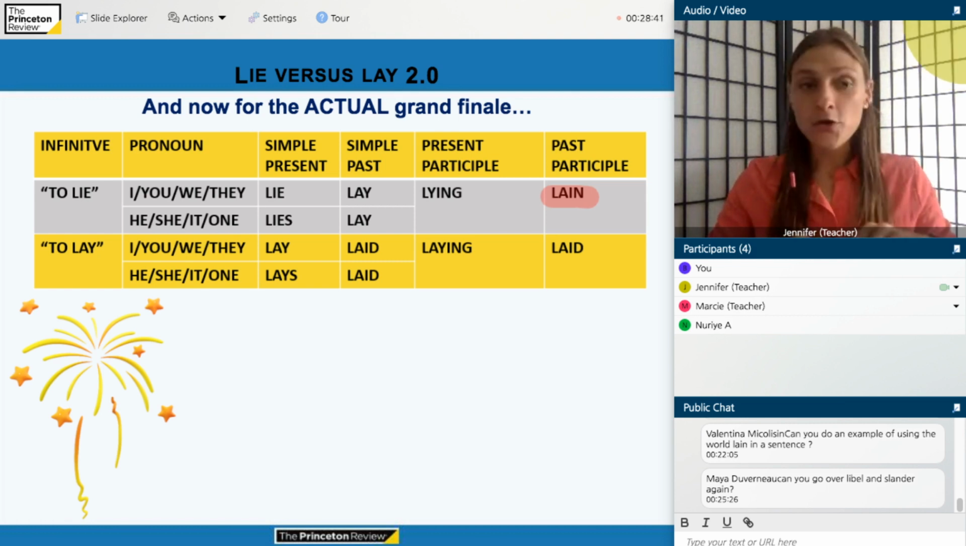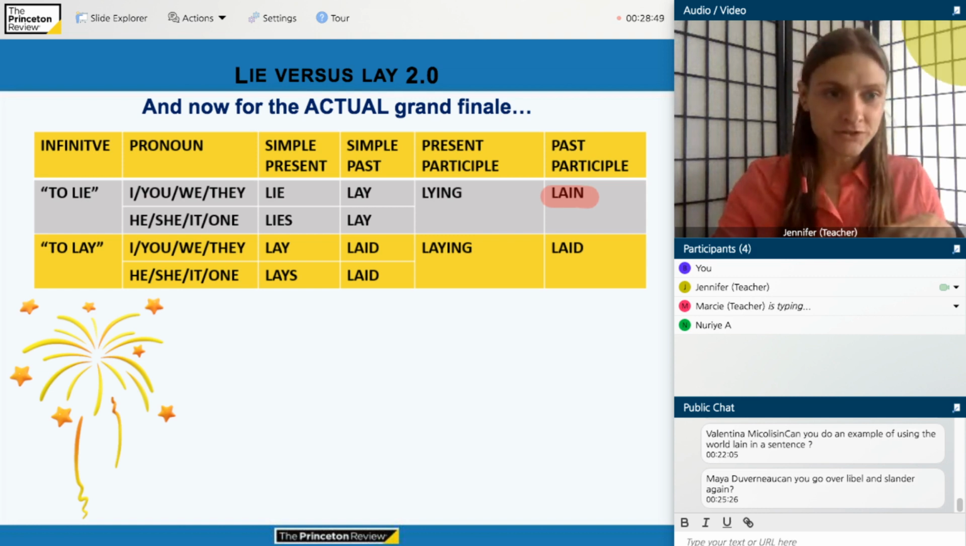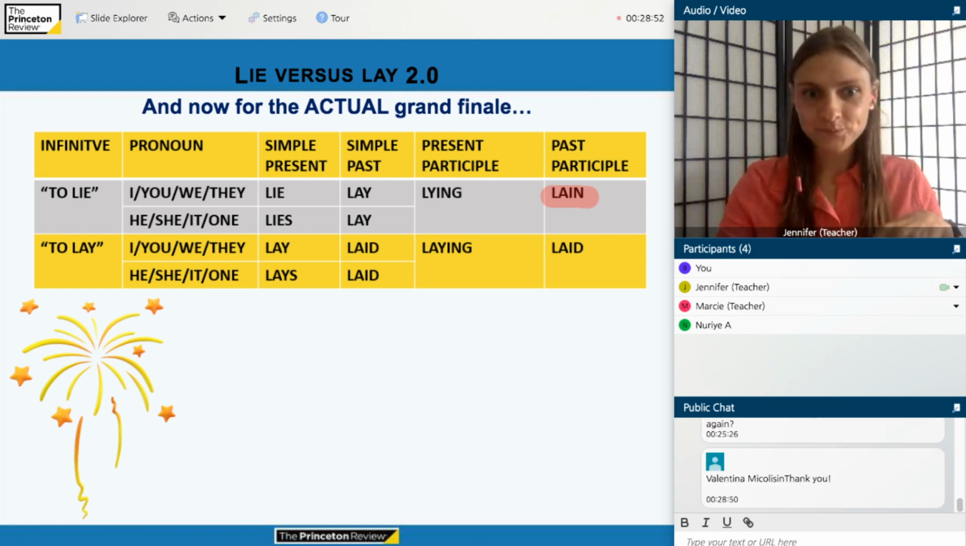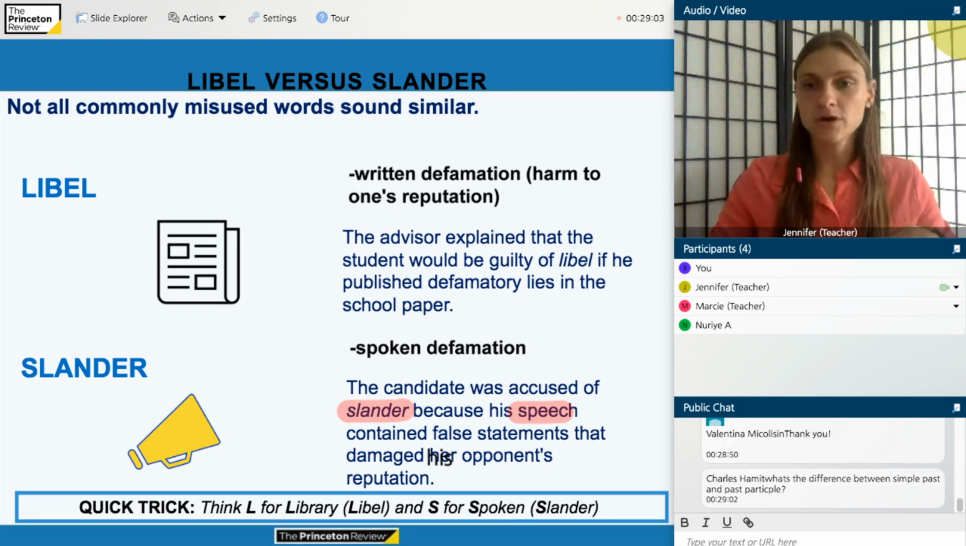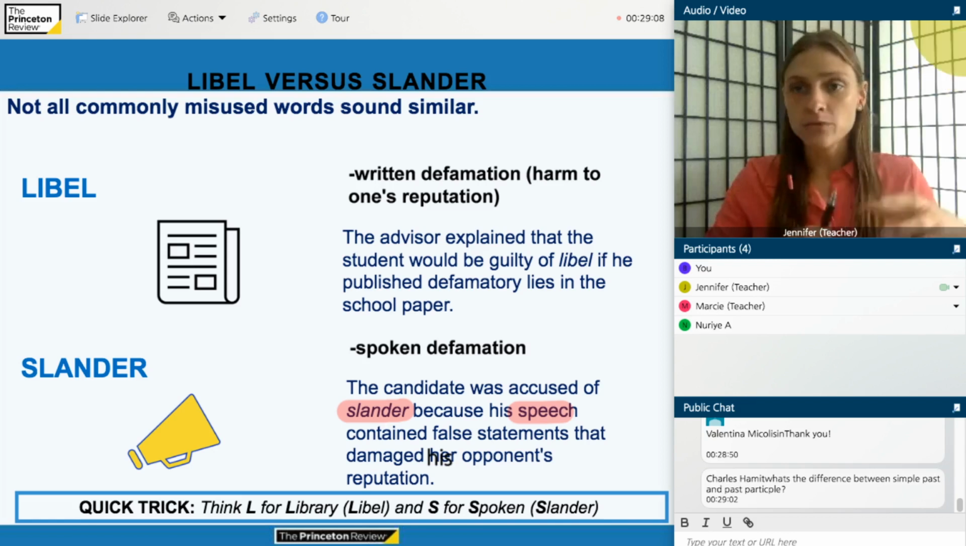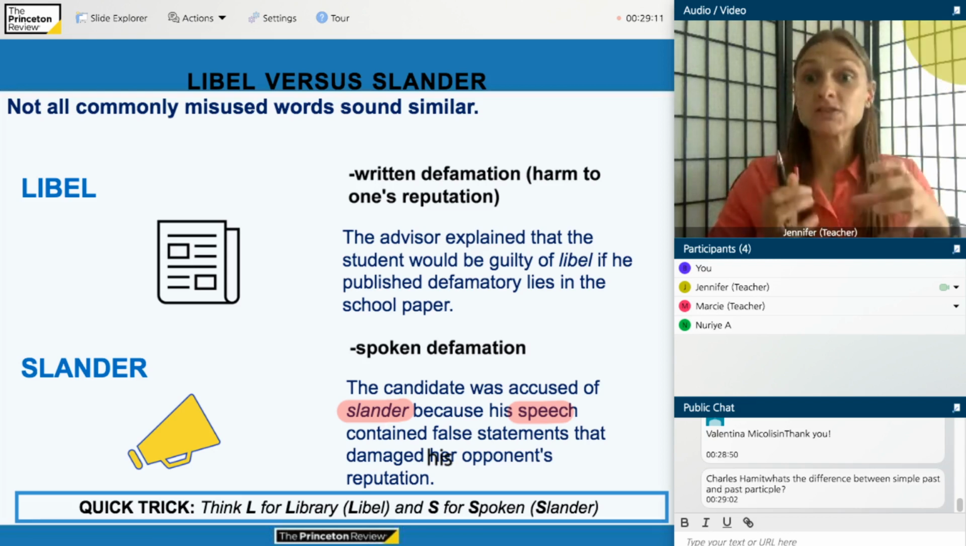And Maya asked about going over libel and slander again. So before I reveal the answer to the beginning of the quiz, I'll jump back to that. So libel and slander, let me grab that slide just so we have it in front of us again. Libel, remember, is the written form of some kind of defamation. So if somebody's saying something mean about another person or lying about them or trying to harm that person and it's written, that's libel. Remember, L for library, because books come from the library and they're written. And then slander is the spoken form.